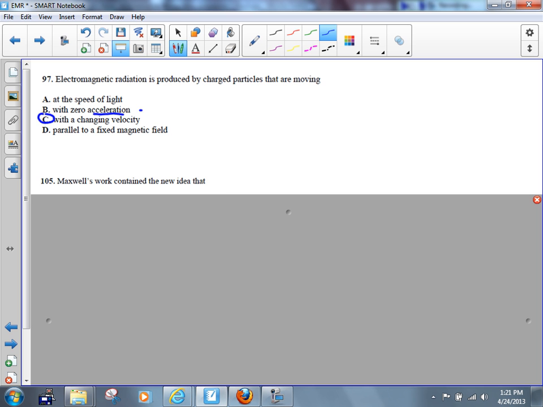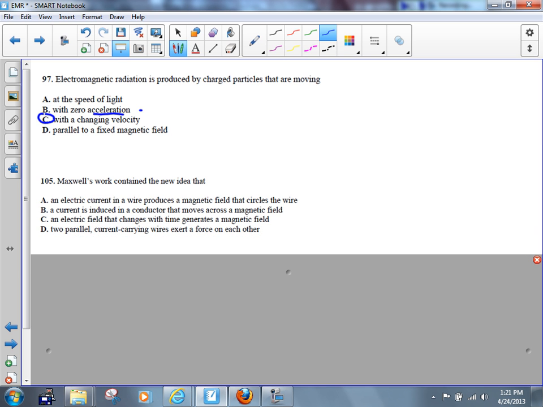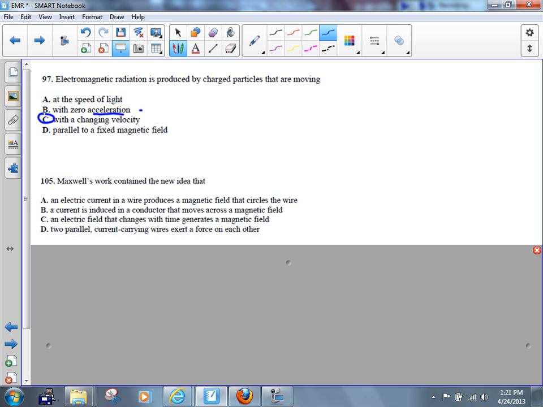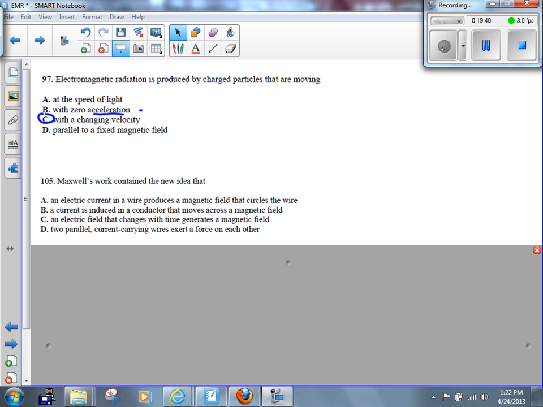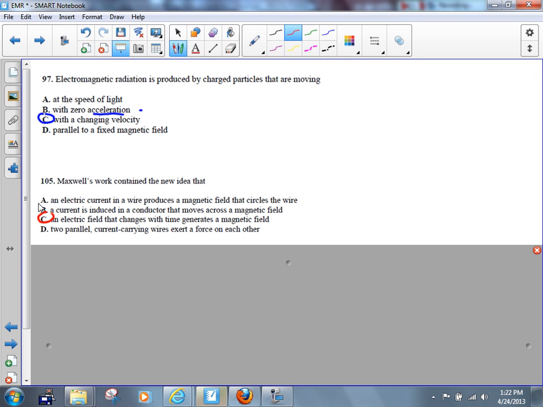All right, next one. 105, Maxwell's work contained the new idea that, take a look at these four options and see if you can come up with an answer for that one. How many people said A, an electric current in a wire produces a magnetic field that circles the wire? B, C, D. Okay, the answer is C. Maxwell's work contained the new idea that an electric field that changes with time generates a magnetic field. Now, it also contained the idea that a changing magnetic field generates a changing electric field, and that it moves perpendicular to both of those waves. Okay? But that's at least part of what he said.